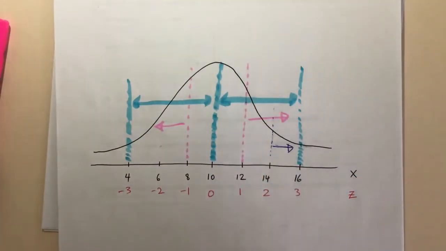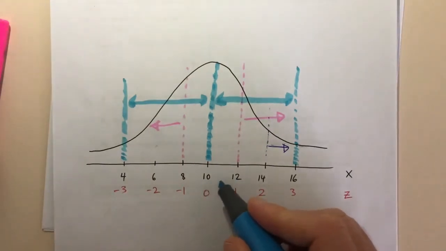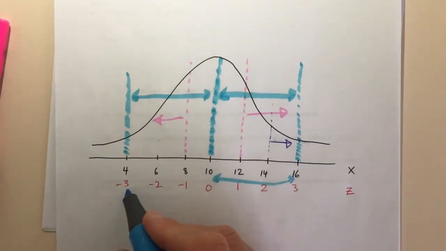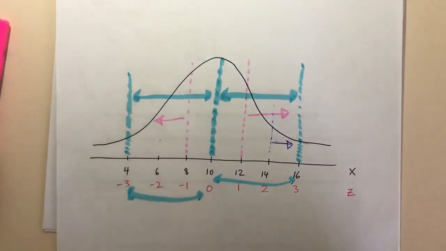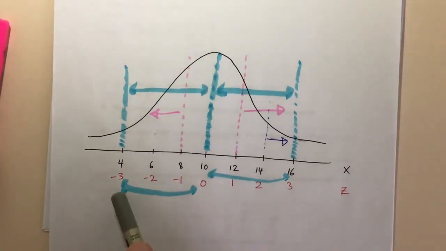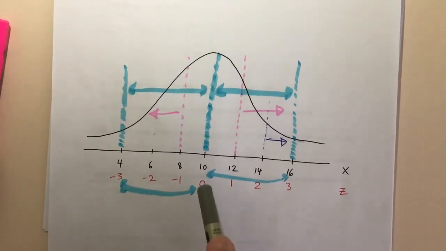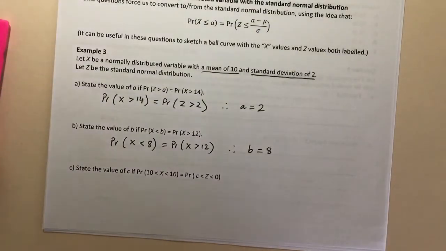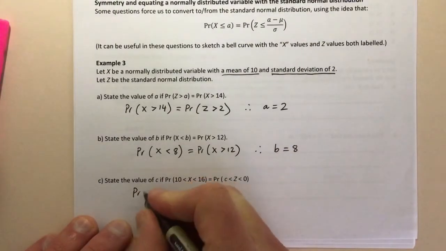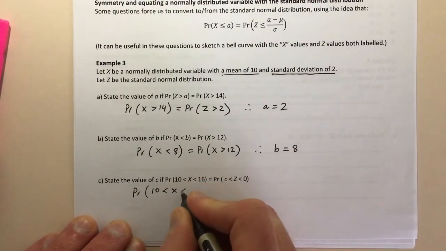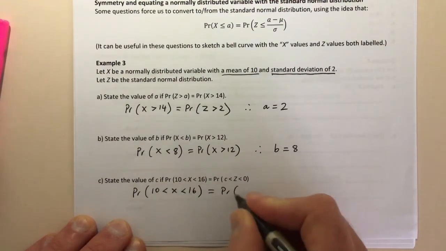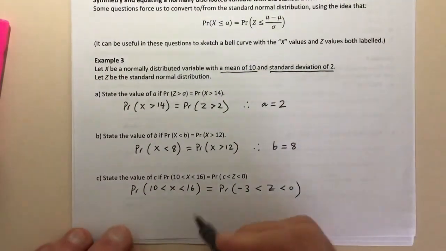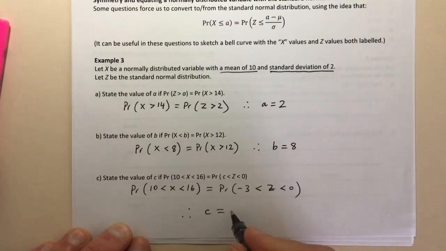Now, the first probability was framed as being between x equals 10 and x equals 16. But the other probability statement was written in terms of z. So that would have to be that z is between -3 and 0. And so what I can say is that the probability that z is between -3 and 0 is the same as the probability that x is between 10 and 16. So I've actually had to use some symmetry here from the two different sections. But again, if I fill in that statement, we're saying the probability that x is between 10 and 16 is equivalent to the probability that z is between -3 and 0. Well, then I can say, therefore, this c value is equal to -3.